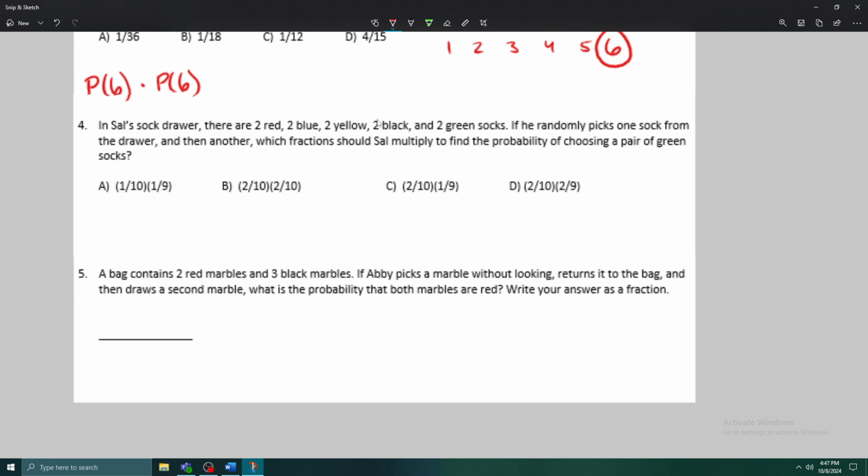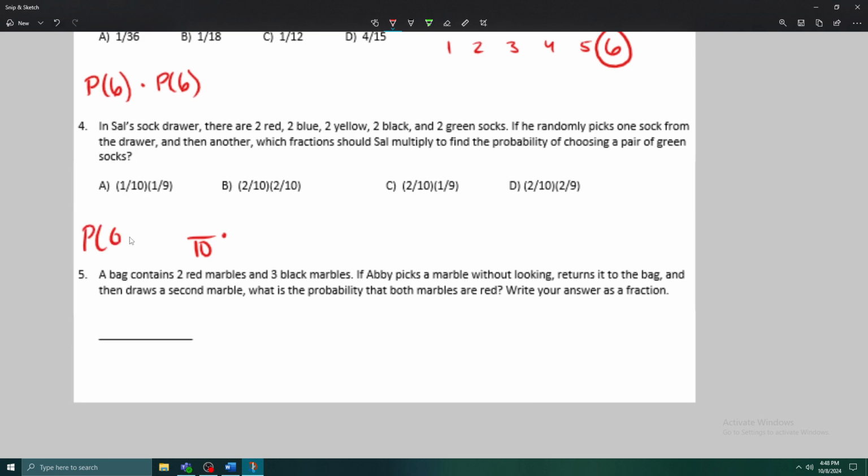How many total socks are there? Well, judging by the number of tens in the denominator, I'm guessing it's going to be out of 10. But let's find out, right? 2, 4, 6, 8, and so there's 10 total socks, right? And then he's going to draw one green sock.